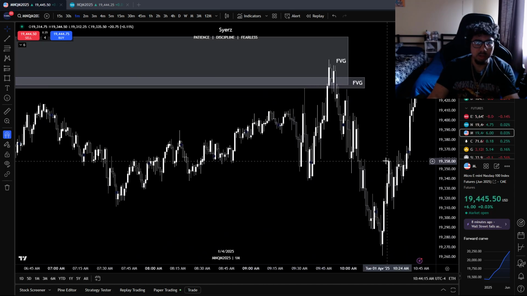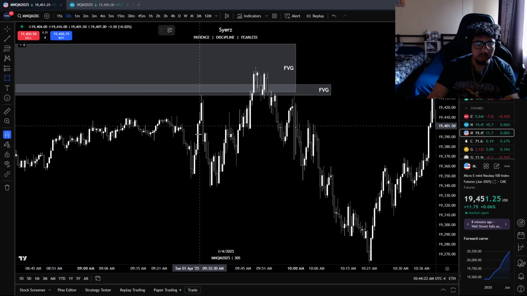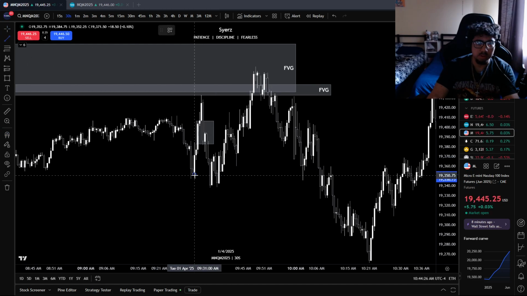I took a couple stab longs, and I took a couple stab shorts here. Most of them were break even. For example, I ended up taking this 30-second. This was a break even trade.